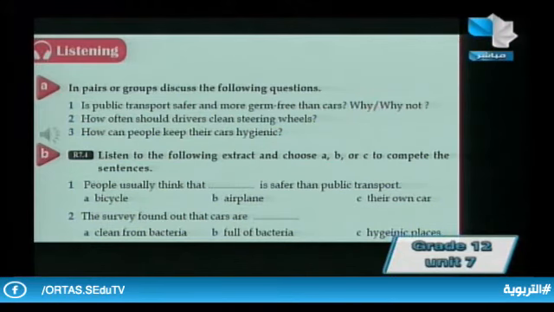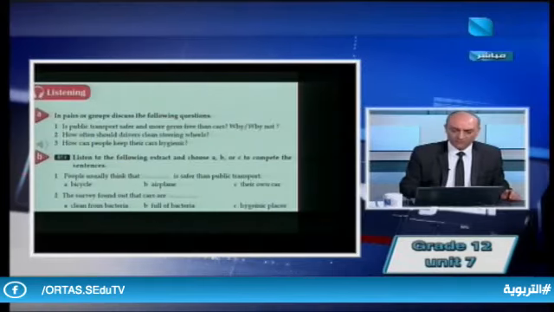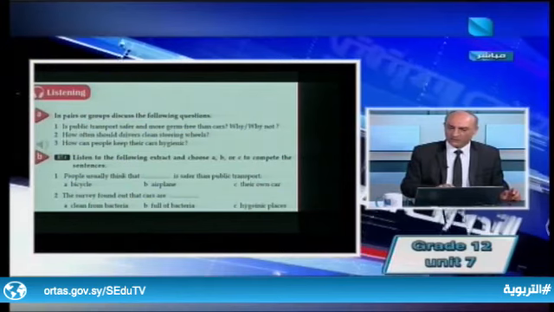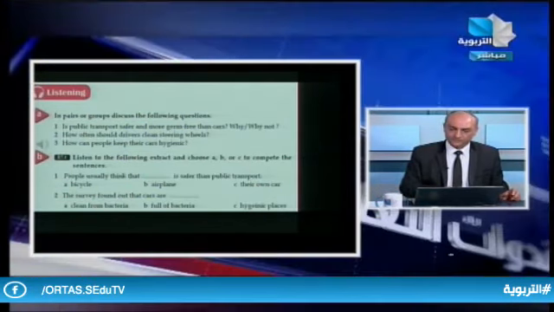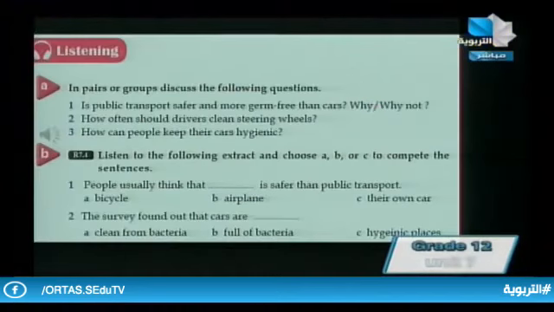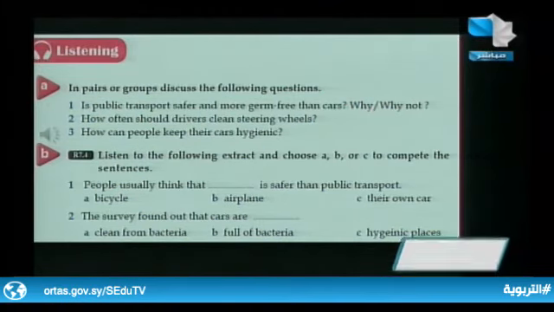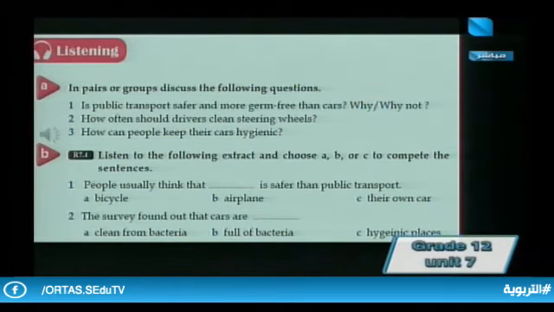Okay. Now, I think we are ready to answer the questions. Number one. We have listened to the conversation or the speech. Question number one. People usually think that is safer than public transport. Choice A is bicycle, B, airplane, and C, their own car. The answer, according to the text, is their own cars.